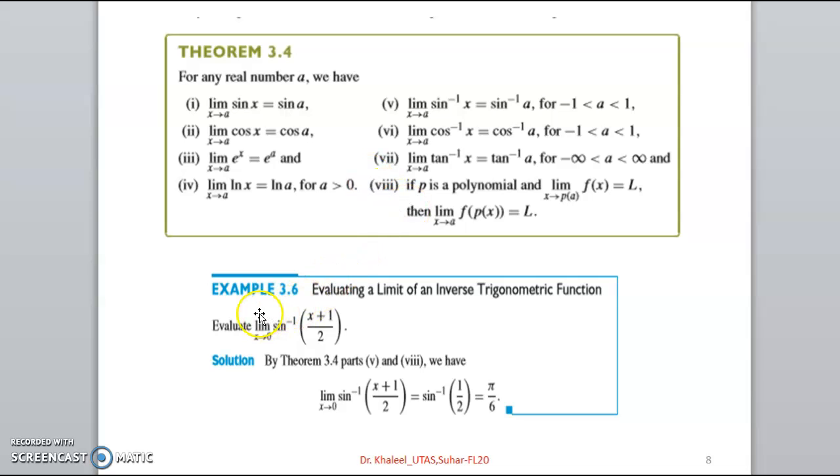In this example 3.6, we are taking an inverse function. I am finding the limit of sine inverse of x plus 1 by 2. I put x equal to 0 directly. So I get sine inverse 1 by 2, and you can use the calculator to find this is equal to this. What is the meaning of this? Sine inverse 1 by 2 is pi by 6, meaning sine pi by 6 must be equal to 1 by 2.